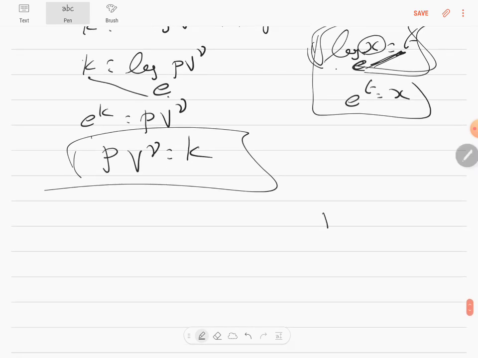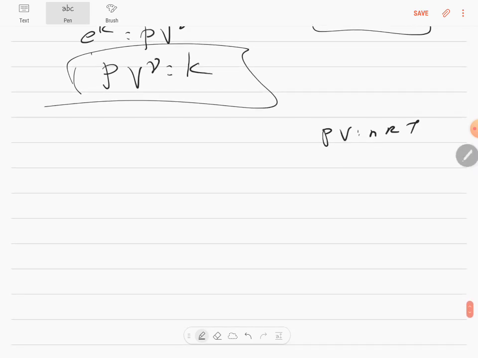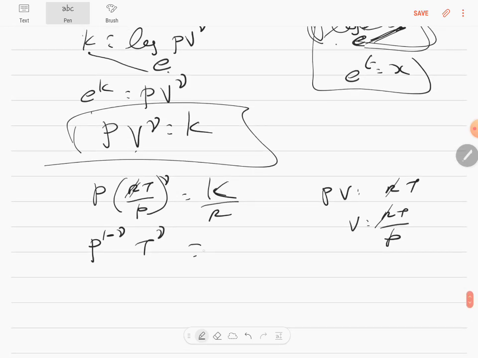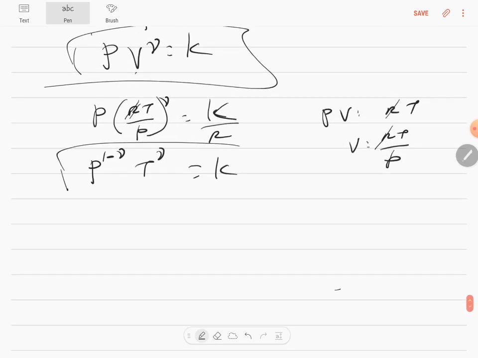You know then PV is equal to nRT. Ignore the n, and you can write V is equal to RT by P. Substitute that here. P into (RT by P) the whole to the power gamma is a constant. Let's forget about the R also, because it can come down and it still becomes a constant. So P to the power 1 minus gamma into T to the power gamma is a constant. This is the second conclusion that you get.